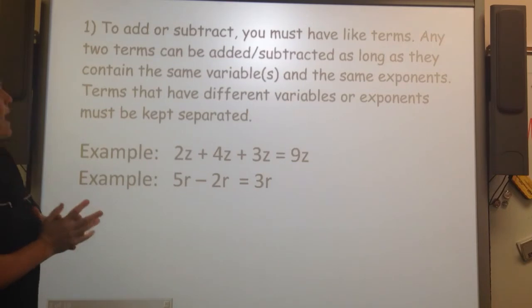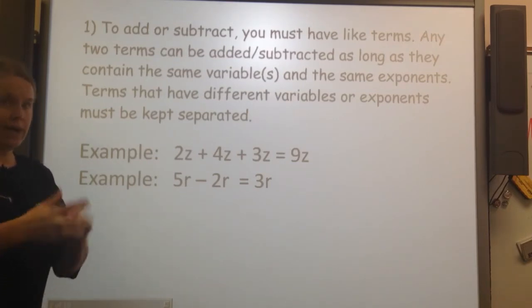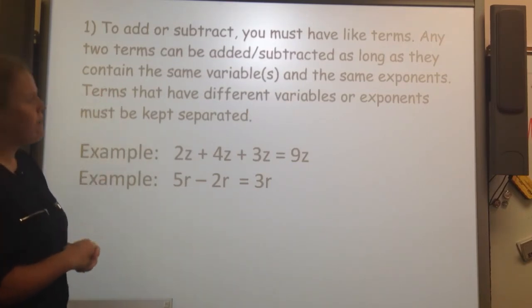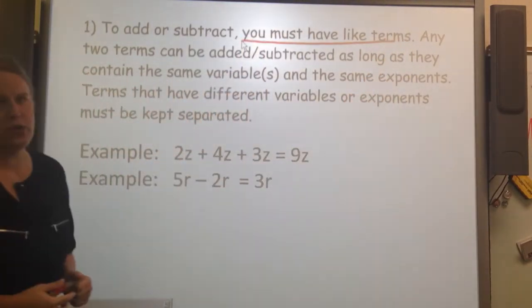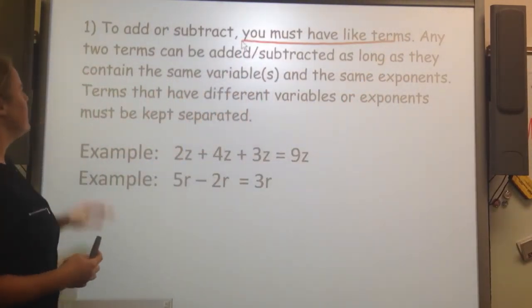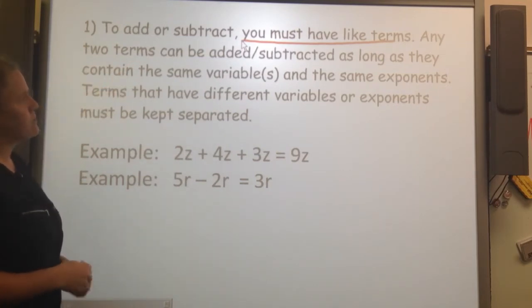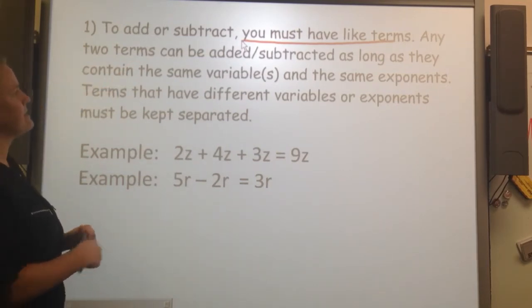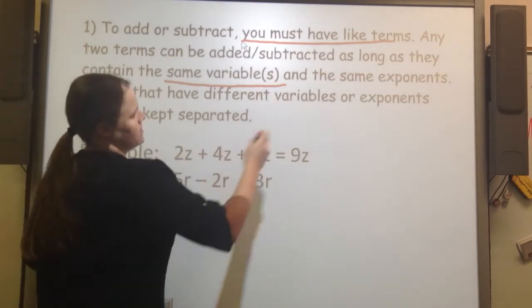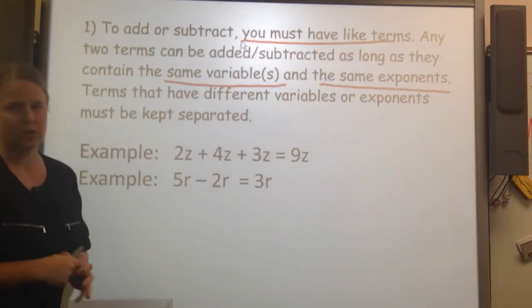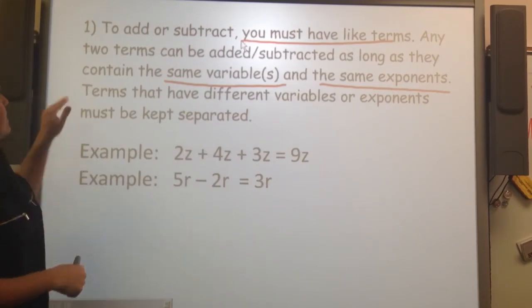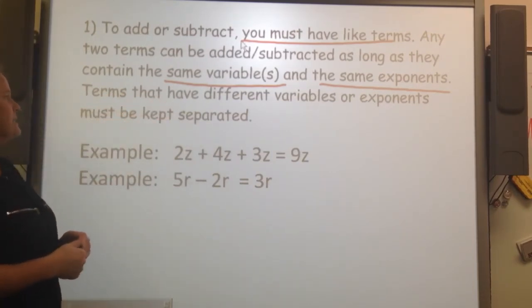First of all, to add or subtract algebraic expressions, you must have like terms. Must have like terms when you are adding and subtracting. Any two terms can be added or subtracted as long as they contain the same variables and the same exponents. Same means identical. Has to be the same. Terms that have different variables or exponents must be kept separated.